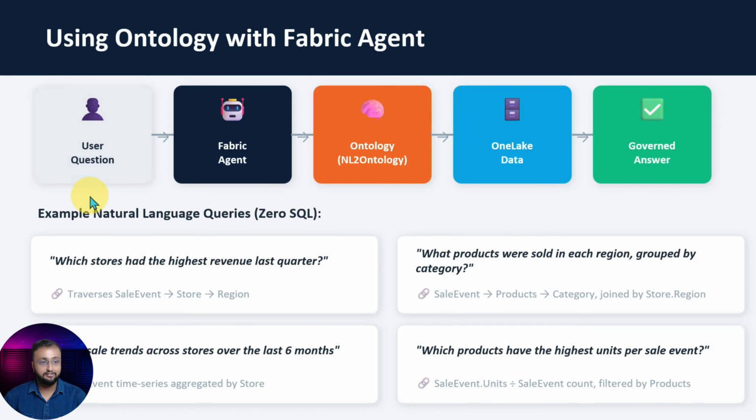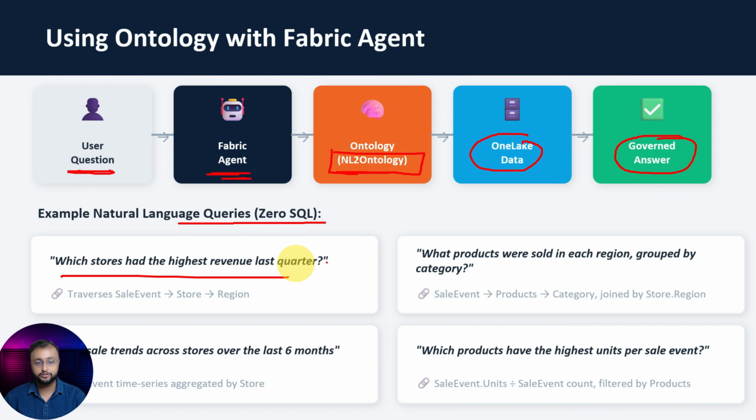Now just to summarize the final process: your users are asking the question to your Fabric agent. Your Fabric agent is basically using the ontology, and using NL2 ontology in order to process your data from your OneLake or semantic model, and giving you the governed answer at the end. And you can see that it's zero SQL, so we are not writing any join or SQL queries. You just provide a natural language question, and accordingly it will make the self join and give you the result, again using natural language to ontology, and giving you the overall business results.